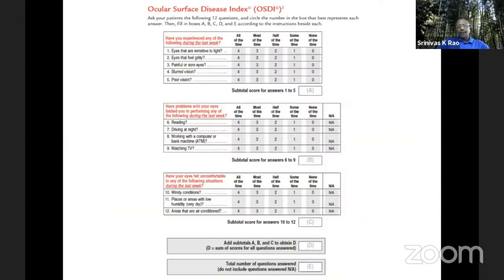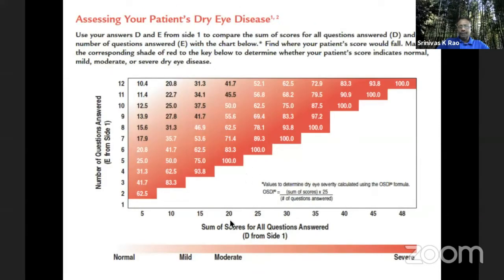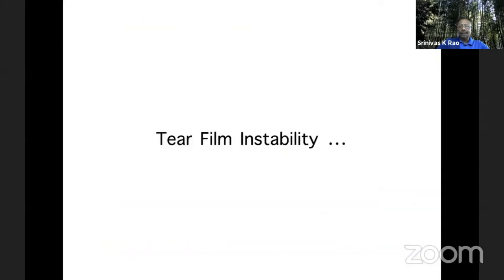For the questionnaire, we can use the DEQ-5, we can use the OSDI, whichever one we like, to help us quantify it. For instance, if you do the OSDI, this score is arrived at by taking the number of questions that the patient answered out of the 12, and the total cumulative score for each of these questions. If it's less than 13, we think it's normal. And if it's more than 33, we think it's a severe dry eye.